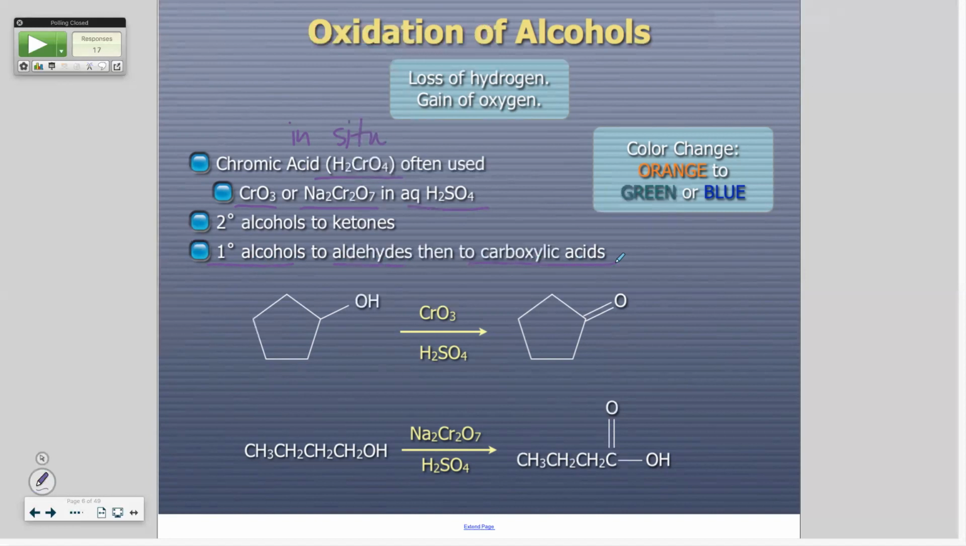Now, a couple of things. Chromium is highly colored. When you do the reaction, your reaction mixture is orange when you start. When the reaction is done, the chromium has changed oxidation states and it is now green or blue, depending on how much of it you've got. This can be used as a test to see if it's a primary or secondary alcohol.